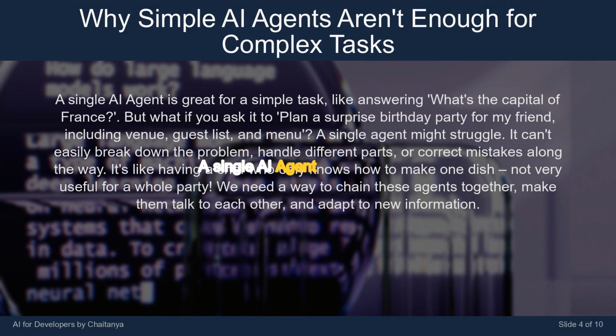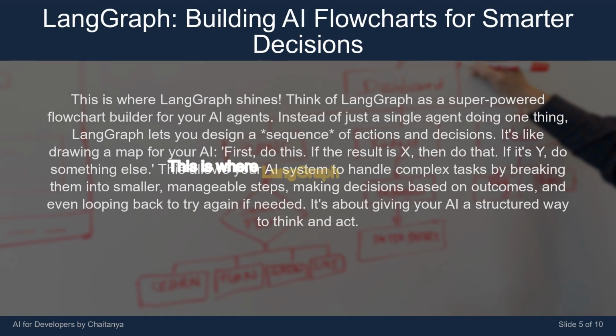A single AI agent is great for a simple task, like answering, "What's the capital of France?" But what if you ask it to plan a surprise birthday party for my friend, including venue, guest list, and menu? A single agent might struggle. It can't easily break down the problem, handle different parts, or correct mistakes along the way. It's like having a chef who only knows how to make one dish, not very useful for a whole party. We need a way to chain these agents together, make them talk to each other, and adapt to new information. This is where LangGraph shines.